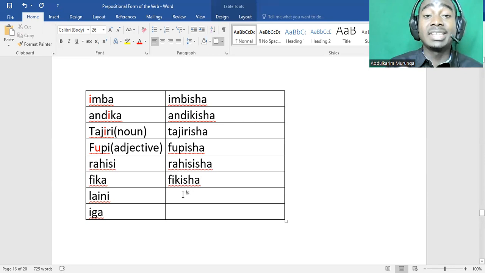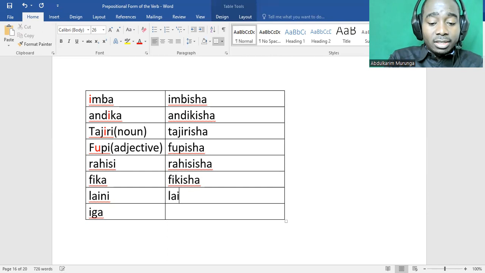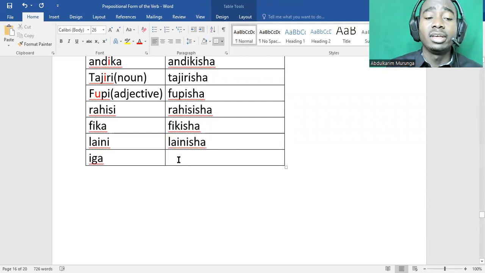Laini, it means soft, or it means straight. Something that is straight or something that is soft. Laini, soft. Lainisha is to make something soft or something straight. It can also be used to imply something that is straight. Lainisha. We have this one, eager is to imitate. Igiza is to act. Igiza. Act.